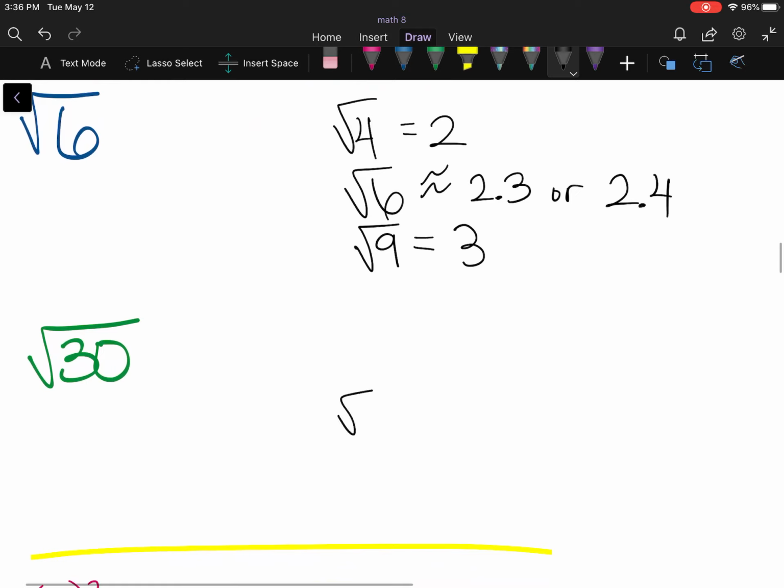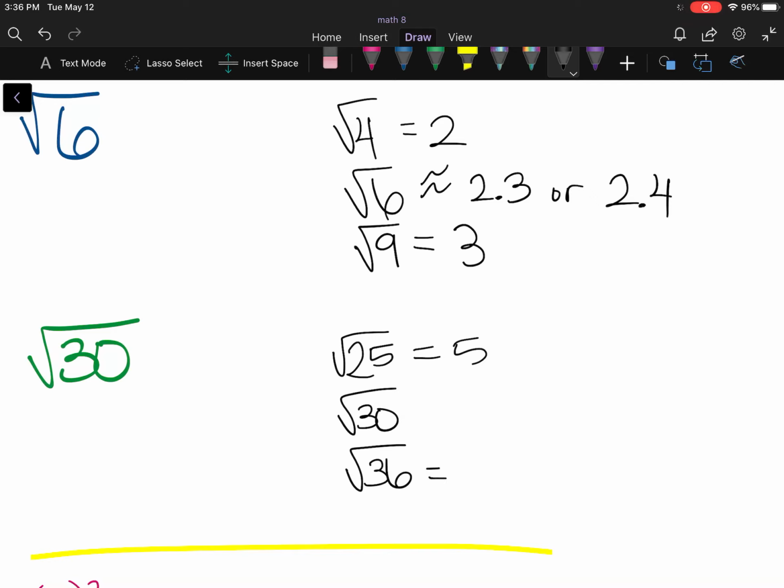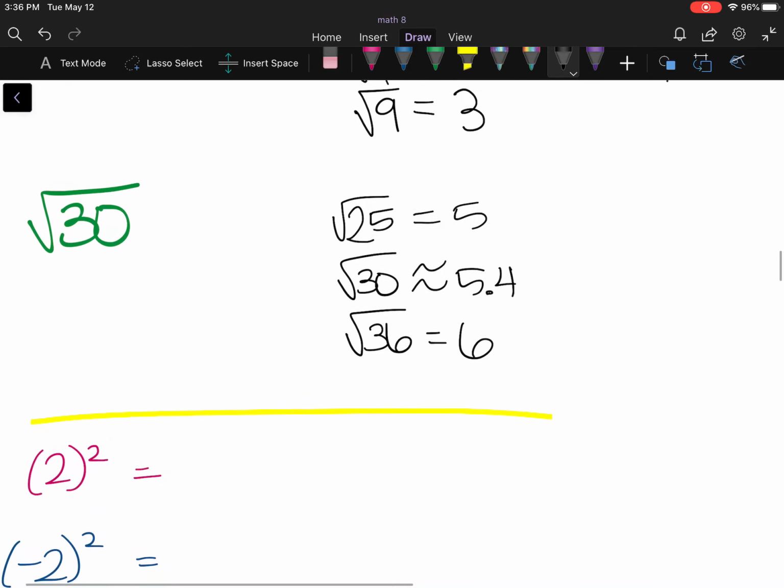Next example, we're going to estimate the square root of 30. Now we have to think of the perfect square that is smaller than 30, and that is 25, and a perfect square larger than 30, which is 36. The square root of 25 is 5. The square root of 36 is 6. So the square root of 30 is going to be in between 5 and 6. It's going to be 5 point something, and in fact, it is approximately 5.4.